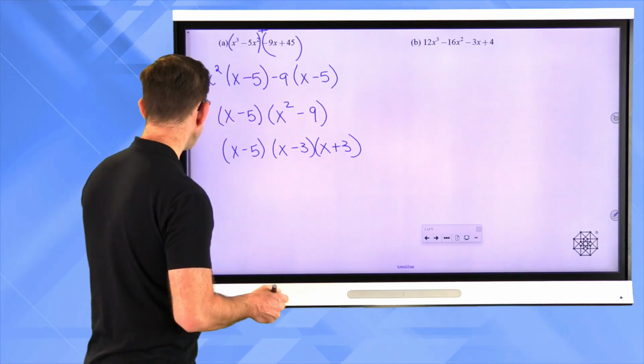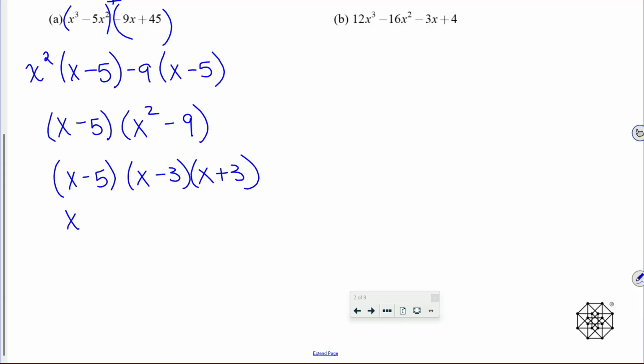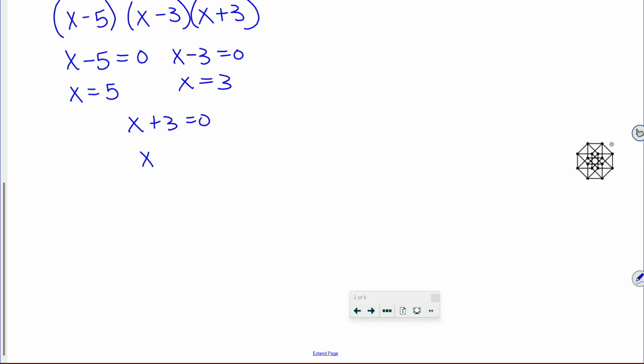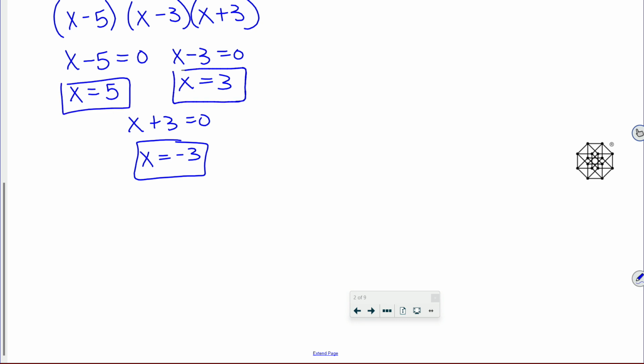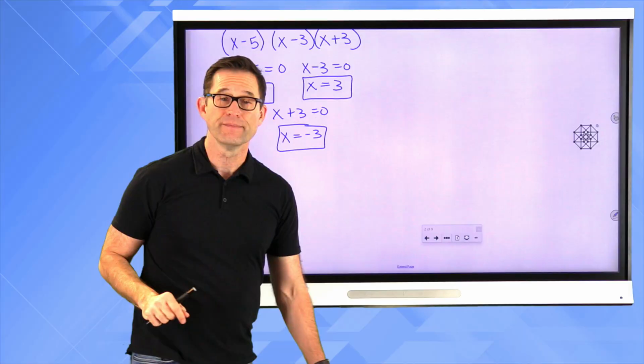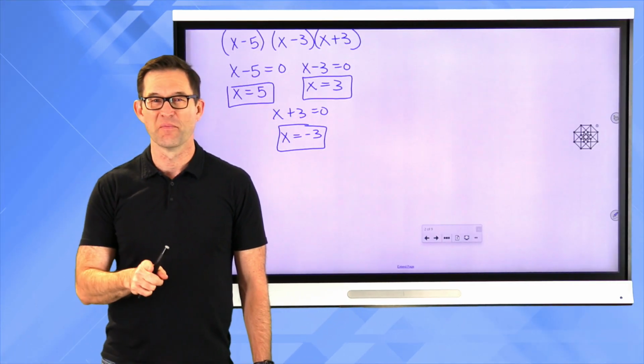So obviously we've got 3 of those things. You could probably figure that out without writing this down, but if x minus 5 is 0, then x would be equal to 5. If x minus 3 is equal to 0, then x would be equal to 3. And if x plus 3 is equal to 0, then x would be equal to negative 3. We love it when our zeros are whole numbers like that. They aren't always, as we'll see in letter B though.